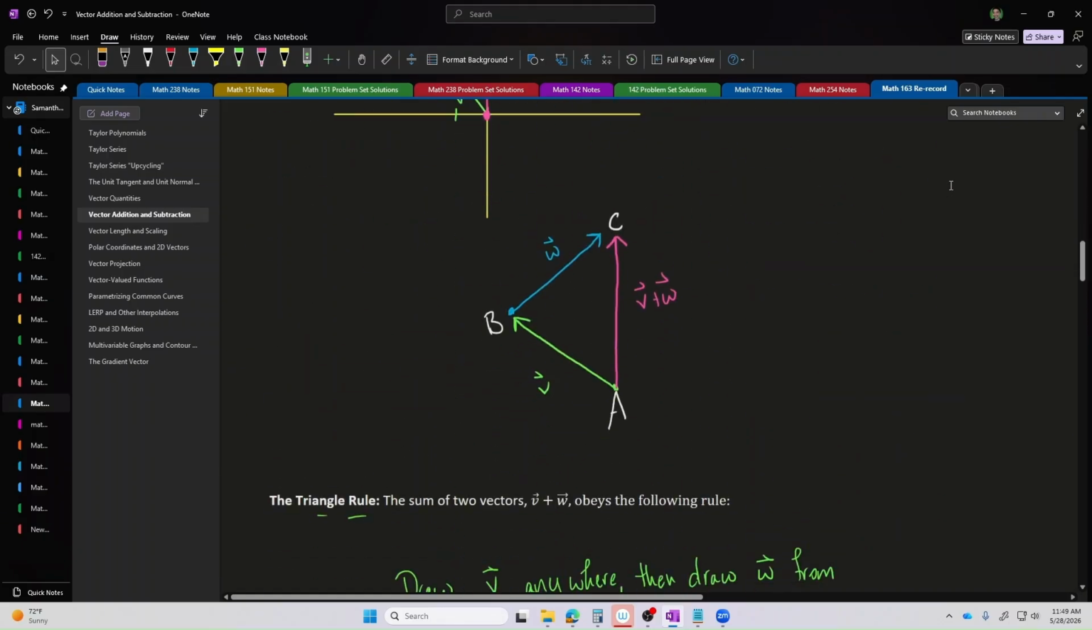If you're trying to get a graphical interpretation of something like v plus w, start by drawing your vector v as emanating from some original point, taking you from an original point A to an intermediate point B. Then draw your secondary vector w from that position, taking you from the point B to a final point C. The sum, v plus w, will take you from A to C directly, forming a triangular picture from these three vectors.